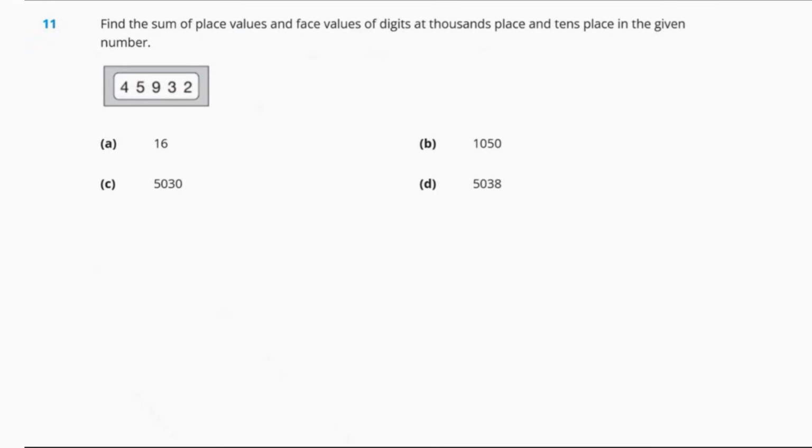Now, next question is find the sum of place values and face values of digits at thousands place and tens place in the given number. So for this question, we have to do two separate operations. The first one is sum of place values, and the next one is sum of face values.